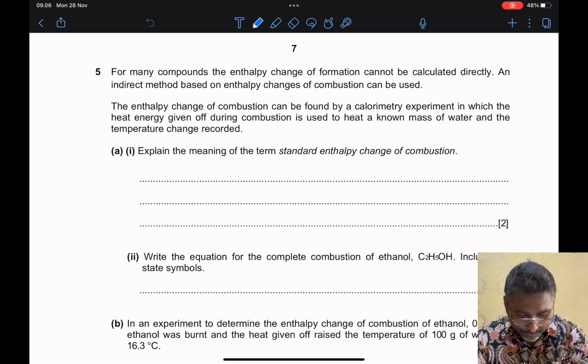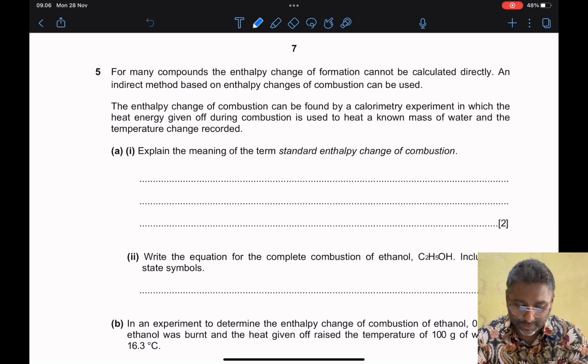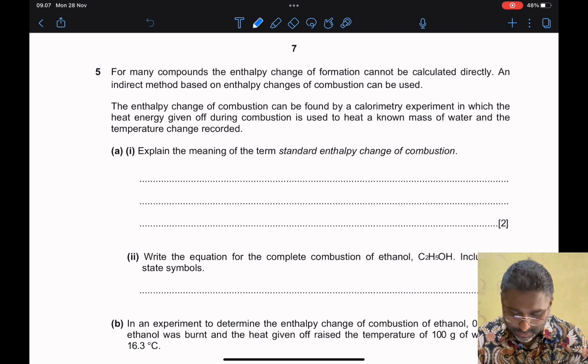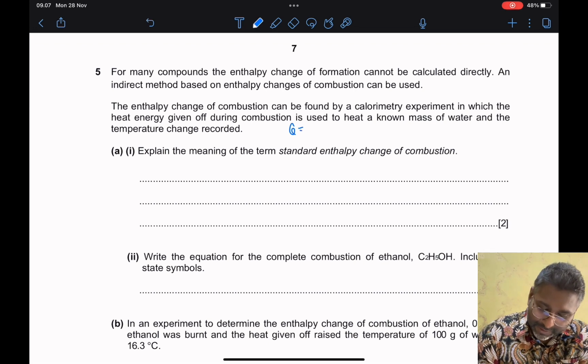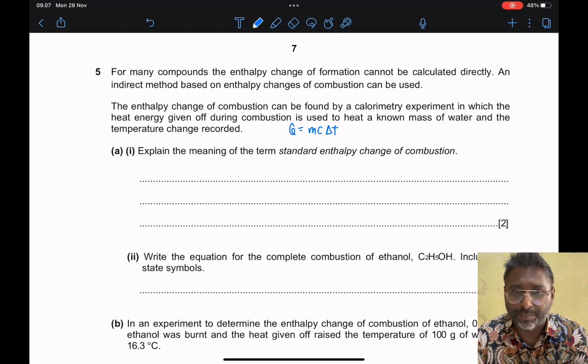For many compounds, the enthalpy change of formation cannot be calculated directly, so they actually use the enthalpy change of combustion. It can be found from a calorimetry experiment, in which the heat energy given off during combustion is used to heat a known mass of water, and the temperature change is recorded. So basically, you can use the formula mc delta T. Do remember, the m represents the mass of water.